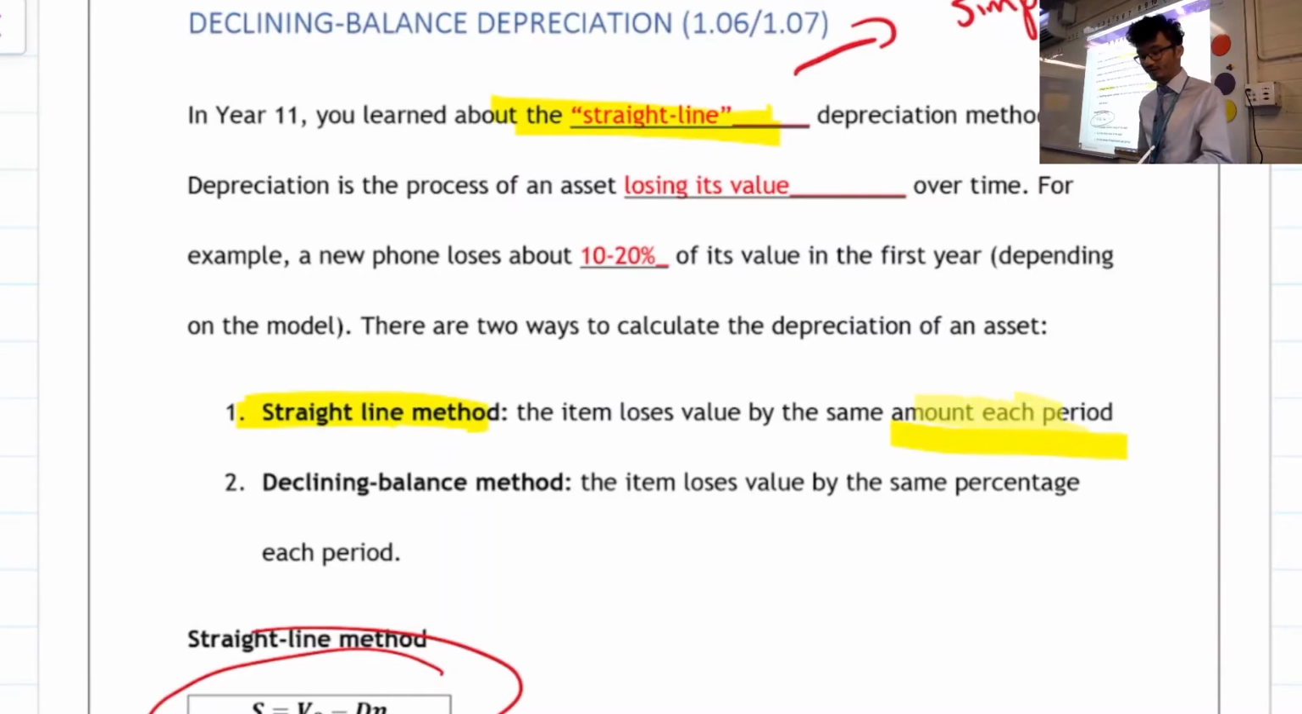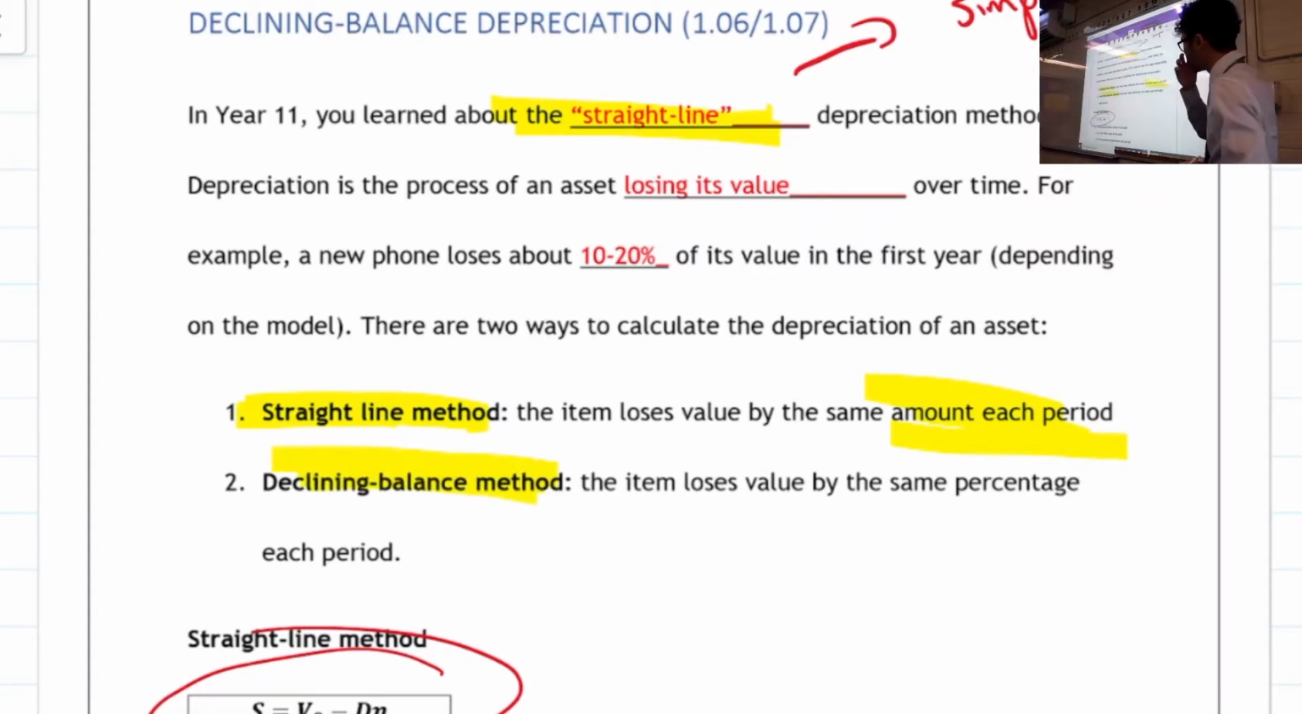Now we know that that's probably not a realistic way of doing things, right? Like if you buy an iPhone, maybe in the first year it will lose a few $100s. But then the year after that, it won't just keep losing a few $100s, it'll probably lose more over time. And so the idea is we want a better method. And so that's why we look at what we call the declining balance method. So this is something a bit new, right? And this is now saying the item loses value by the same percentage each period.